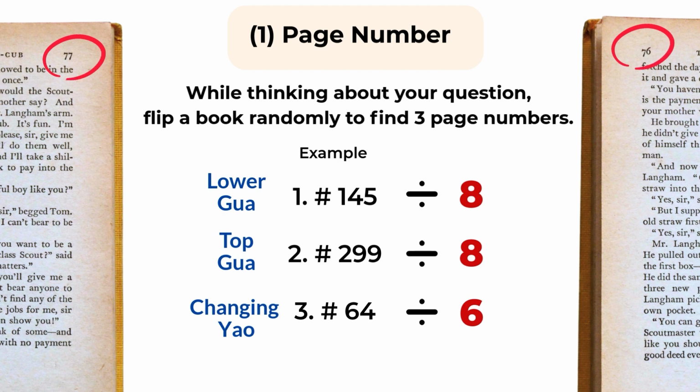The number can be very big or very small, it really doesn't matter. But we want the first and second numbers to be between 1 and 8. So if the numbers are bigger than 8, we divide by 8 and find the remainder. And for the third number, because we want the changing line, that will be between 1 and 6. So if the number is bigger than 6, we divide by 6 and find the remainder.